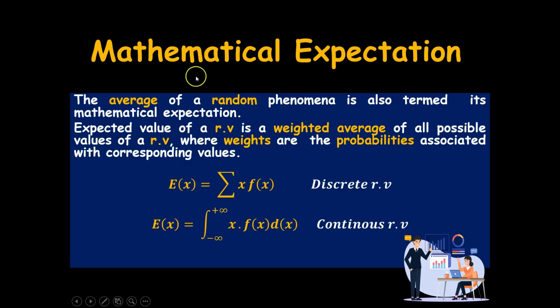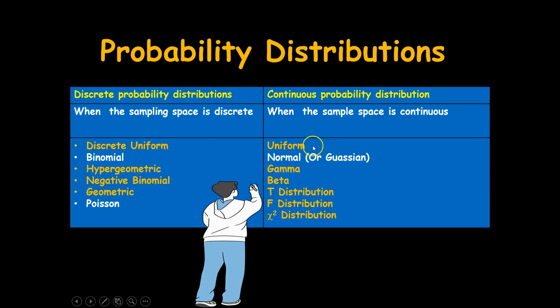Then a very important concept that is known as mathematical expectation, which is nothing but an average of a random phenomena, or we can say the expected value of a random variable is a weighted average of all possible values of a random variable, where weights are nothing but the probabilities associated with the corresponding variable. So in case of discrete, again we have a summation, and in case of continuous, like I said in the previous slide, we can take the integral value. So expected value of a discrete random variable takes this form, and in terms of continuous, we have an integral form.